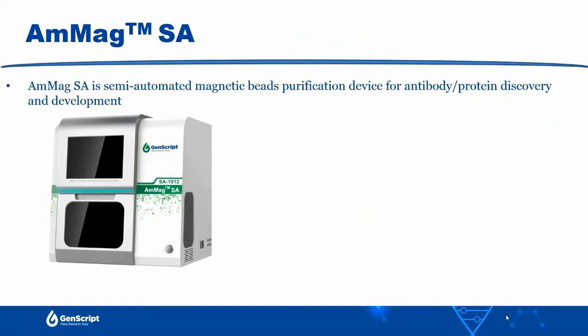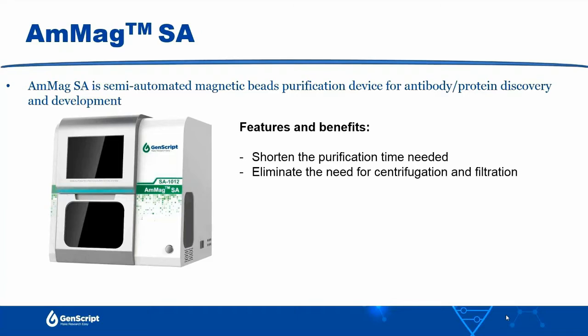So looking at our MagSA, this is a semi-automatic purification device that uses magnetic beads. The features that benefit you the most are the time savings. Compared to gravity flow or other robotic chromatography systems, the MagSA shortens the purification time needed. Because it's based on magnetic beads, the system eliminates the need of centrifugation and filtration of samples.